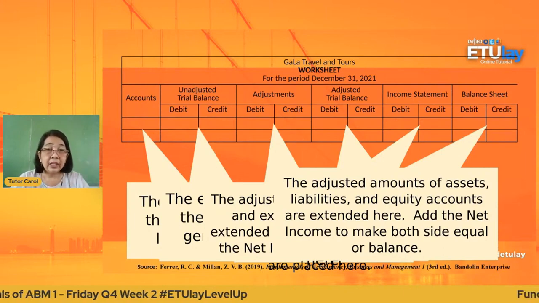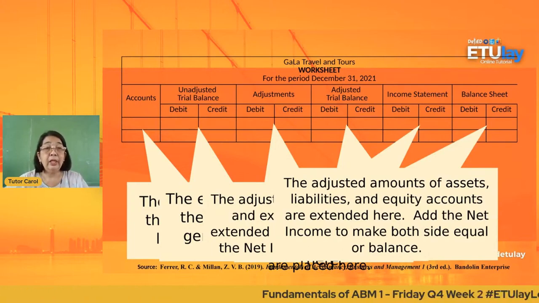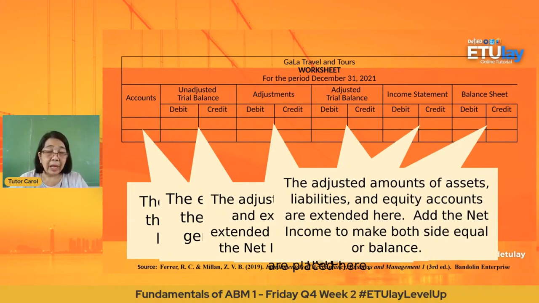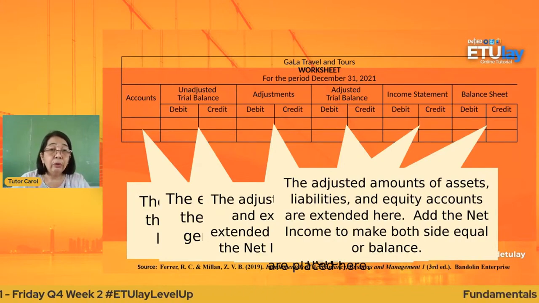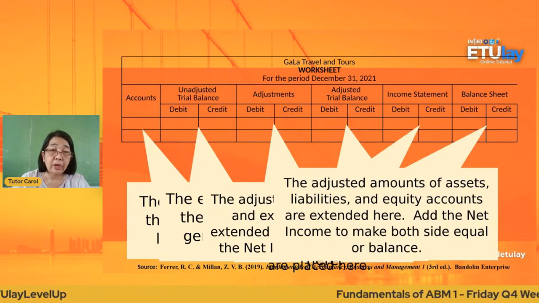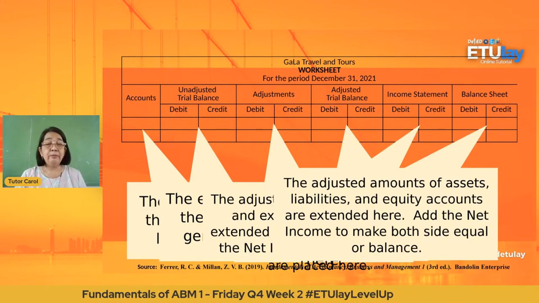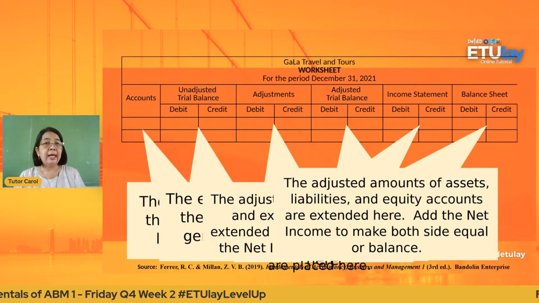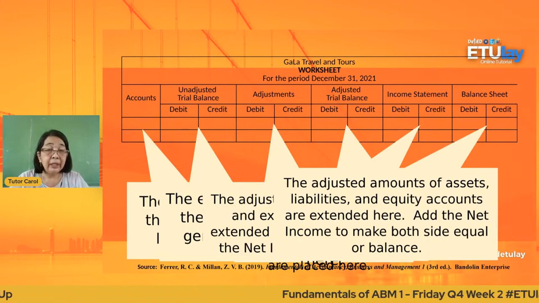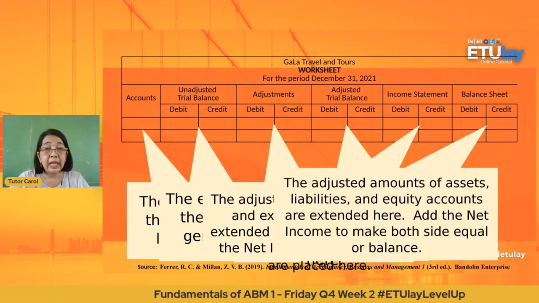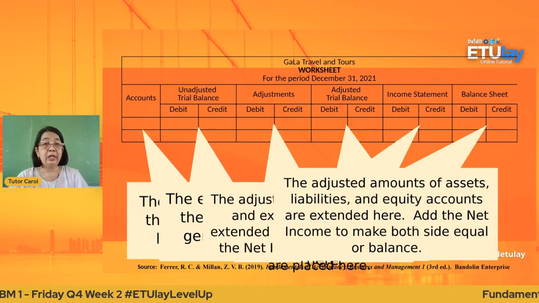Then sa adjusted trial balance, ang ilalagay naman natin dyan ay yung ending balance, updated balance of each account. So from the unadjusted trial balance, and then sa adjustments column, kung meron tayong kailangang i-add or i-minus. So pag debit and debit, that's add. Credit and credit, that's add also. And then kapag debit and credit, we need to subtract that. So i-update natin yung ending balance dito sa column ng adjusted trial balance.